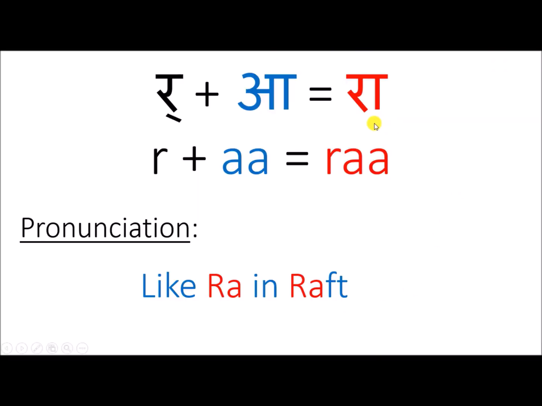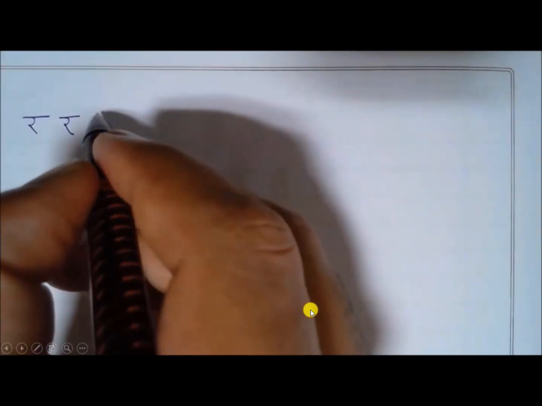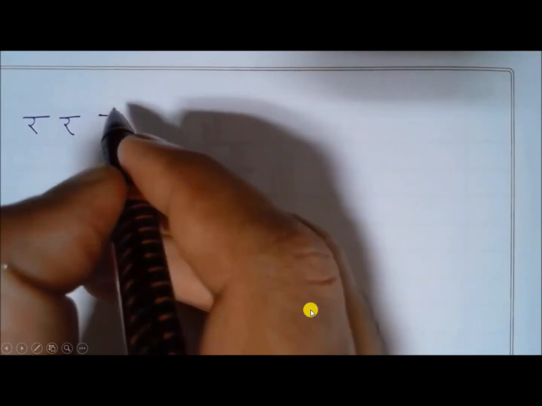Next is ra, and you get this sound ra when you add r to a. R plus a equal to ra. R plus a equal to ra. Okay. And ra is pronounced like ra in raft. Raft. Okay. And ra is written like this.